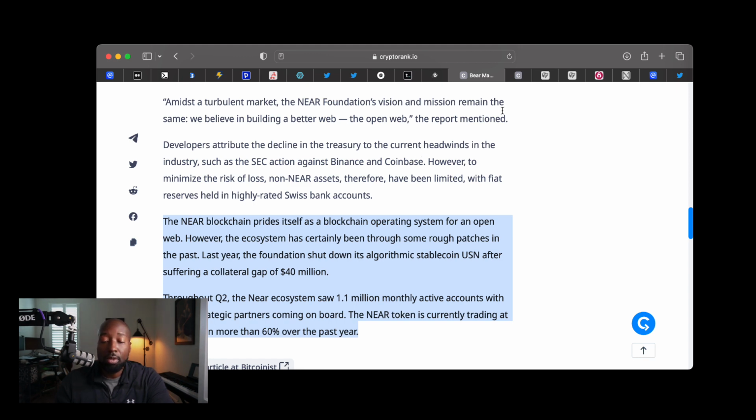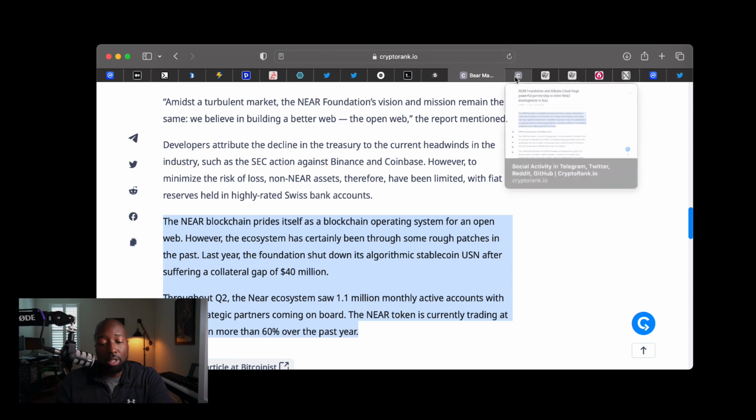So again, although they lost liquidity, some projects are gaining partnerships and gaining some money, but they lost some. This is to be expected, but they still have money. They're still building, as we saw, and developers are still on board. And according to this article here, you saw that they have over 1.1 million monthly active accounts, as well as new strategic partners. So still growing.